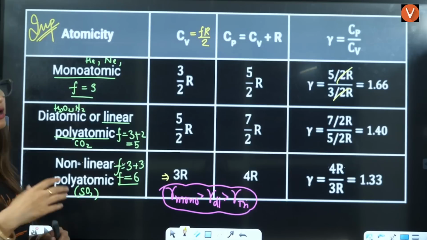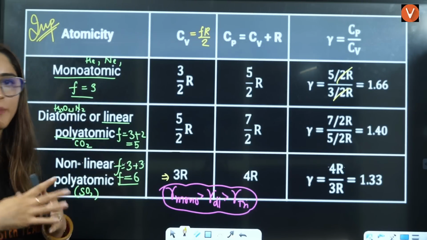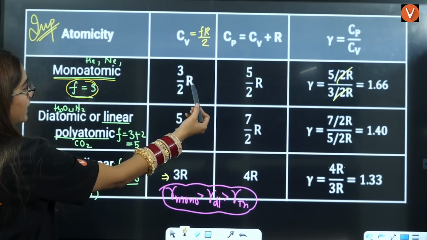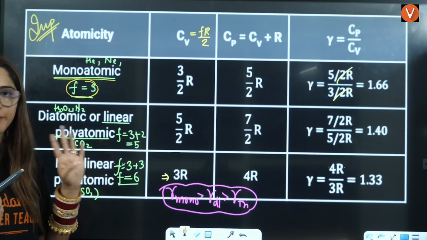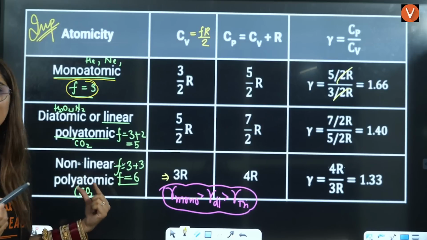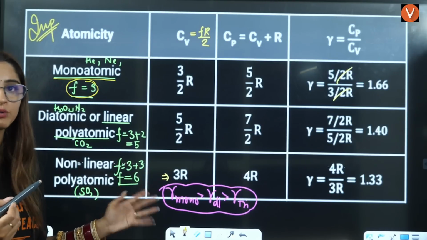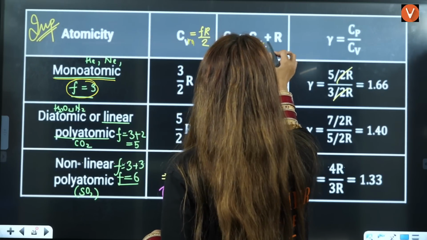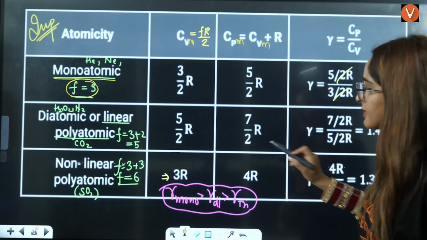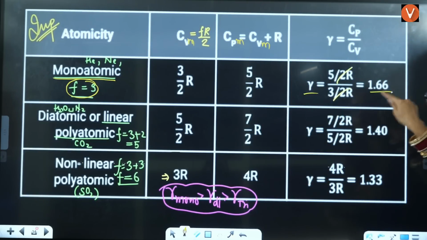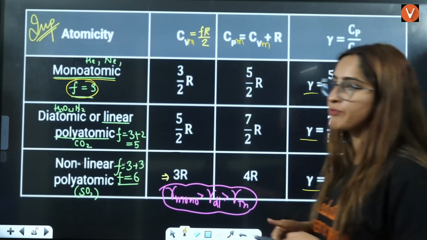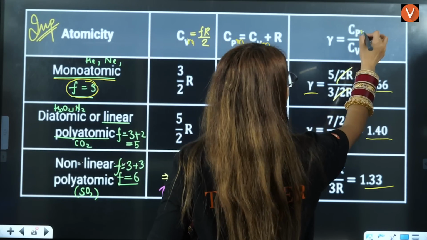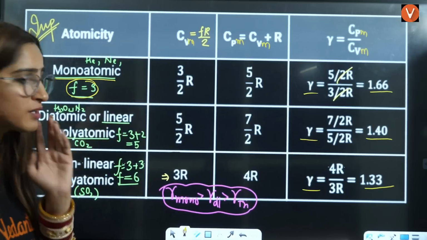Now, if you see for different atomicity, let's say you have monoatomic. For that, degree of freedom is 3, so Cv is equal to 3R by 2. For diatomic and linear polyatomic, degree of freedom is 5, so it is 5R by 2. For non-linear like SO2, it is 6R by 2, that is 3R. Directly from there you can also calculate the value. Here I'll write Cpm, Cvm. Cpm is equal to Cvm plus R, so you will get this as the answer. Then solving it, gamma will be 1.66, 1.4, and 1.33. Gamma is nothing but the Poisson's ratio, that is Cpm divided by Cvm. Okay, I hope you understood all of that.